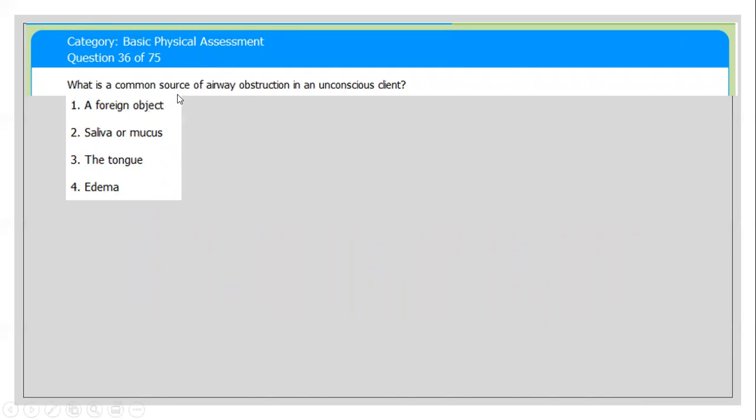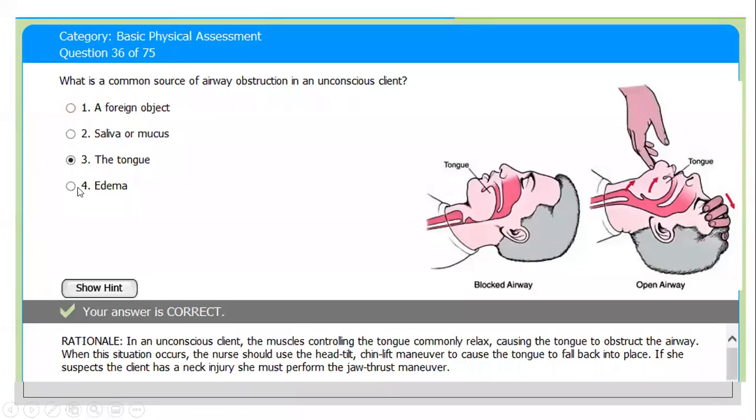What are the common sources of airway obstruction in an unconscious client? A foreign object, saliva or mucus, tongue falling back, and edema developing. The correct answer is that the tongue goes back and falls, causing obstruction.